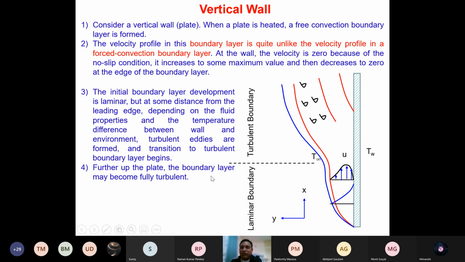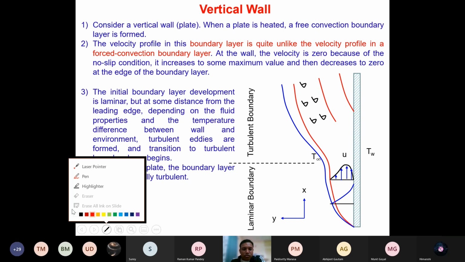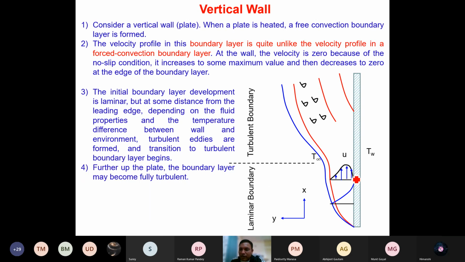So what type of velocity profile have we seen in forced convection? In forced convection, if you remember, the velocity profile we have seen is something like this. I will draw it for you again. A typical velocity profile is this. Do you remember this? This was the velocity profile we saw earlier in forced convection. But in that case, the free stream velocity was v. In this case, the free stream velocity is 0.